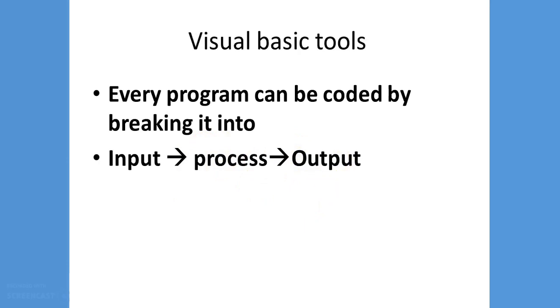Now Visual Basic tool. Every program can be coded by breaking it into input, process and output that we discussed just now. For input we have the text box tool, for process command button, and for output list box. Now let's go in detail with Visual Basic. What actually is Visual Basic? Let's just have an introduction of it.